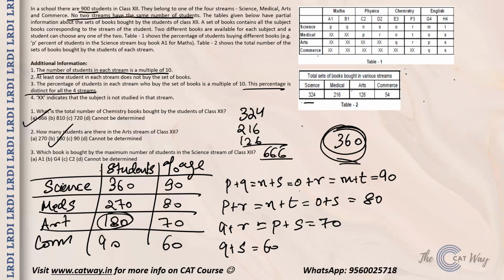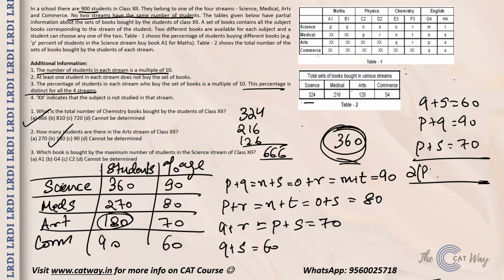So what you know is that P plus Q plus S is equal to 60, whereas P plus Q is equal to 90. Similarly, P plus S is equal to 70. This is what you know. If you add them up, what you will get is 2P plus Q plus S, which will be equal to 240. From here, what we get is P plus Q plus S is equal to 120, right?